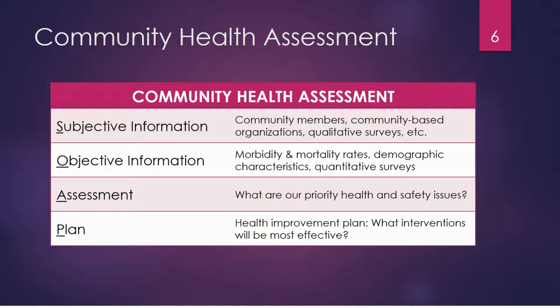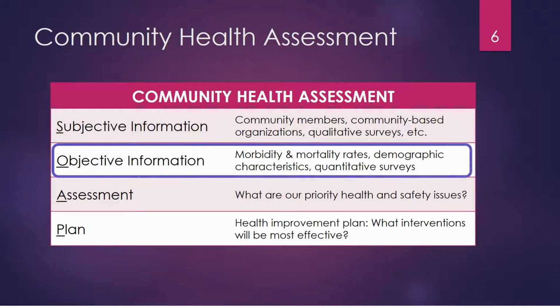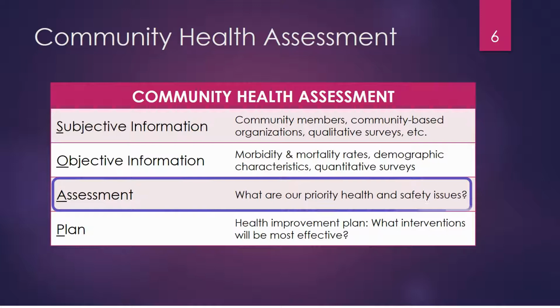In assessing the health of a community, we are like community doctors, where our patient is the community. Subjective information includes input such as direct contact from community members and qualitative surveys. Objective information includes statistics such as rates of death or illness and information from quantitative surveys. Assessment usually takes place with some sort of community input and involves using the information to identify priority health issues for health improvement.